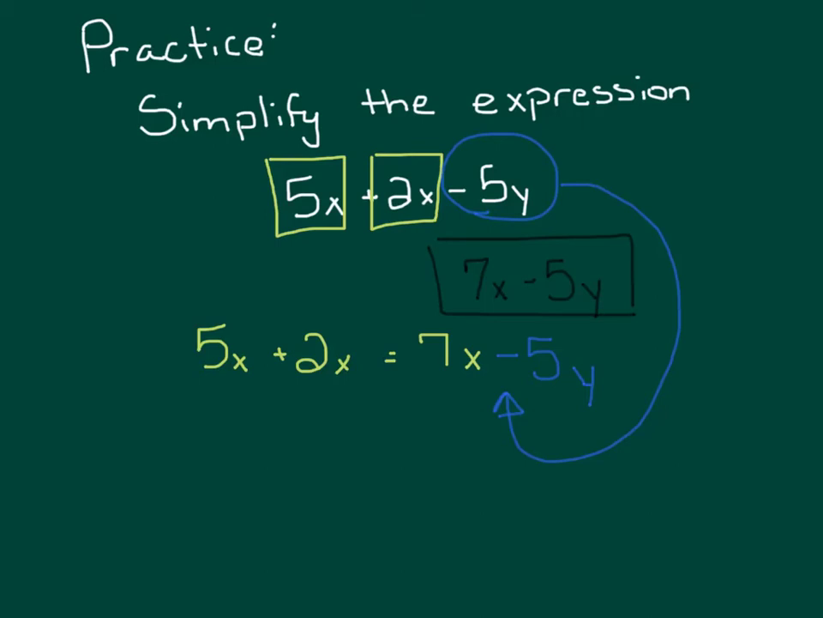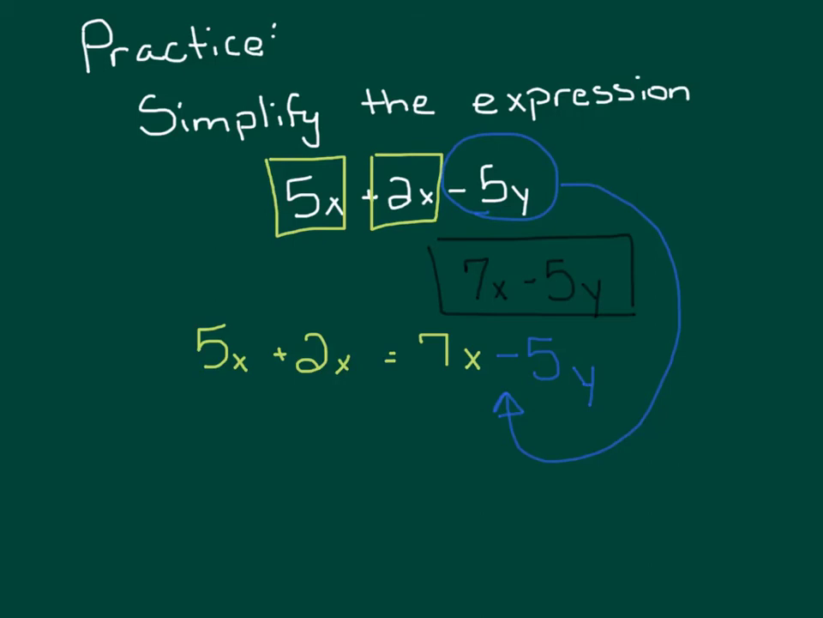So we haven't forgotten it. It's still sitting there. We're just moving it to the end. It didn't have any matching like terms, so we didn't have to do any math with it. We're just continuing to carry it to the very end. So this is why our solution was really 7x minus 5y.